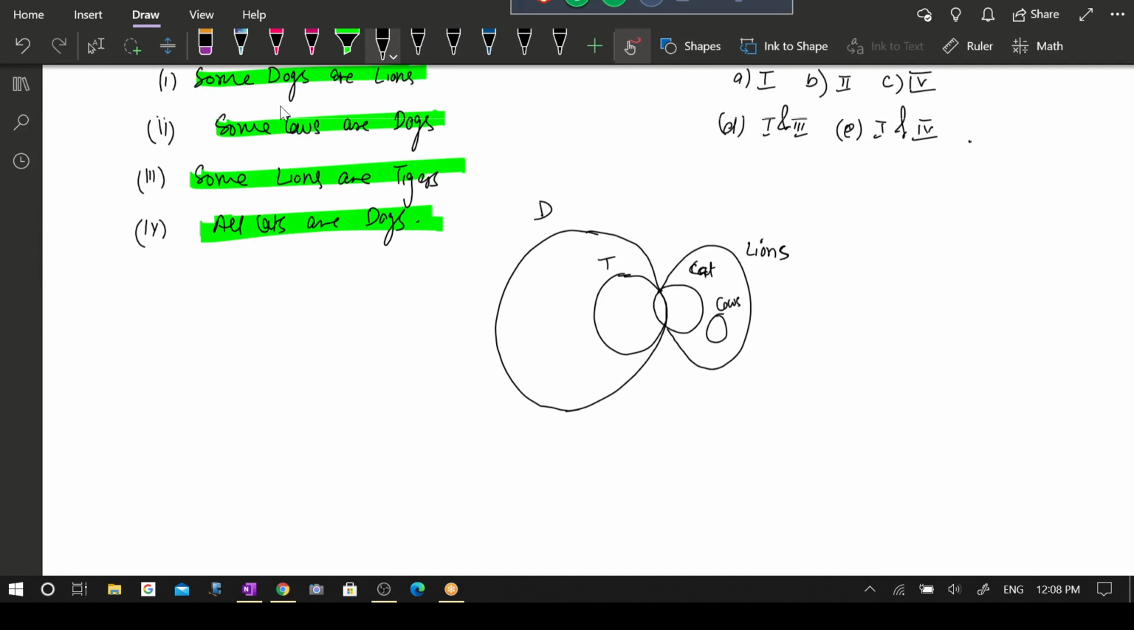So let's see. He says some dogs are lions. Yes, it is working. And the second conclusion is some cows are dogs. No, it's not working. And the third conclusion, some lions are tigers. Yes, it is working. And all cats are dogs is not working. So definitely 1 and 3.